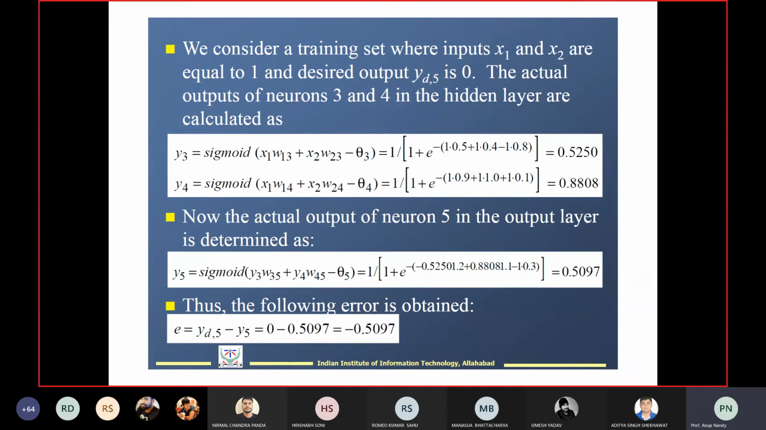Thus the following error is obtained: yd5 minus y5. So yd5, you know the desired output, it is 0, and y5 is 0.5097.